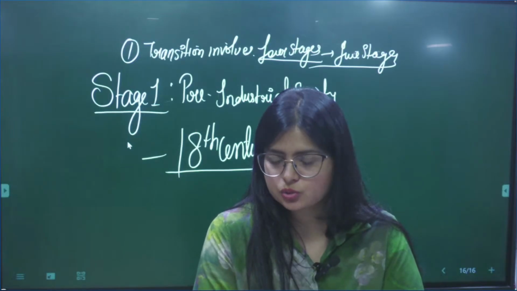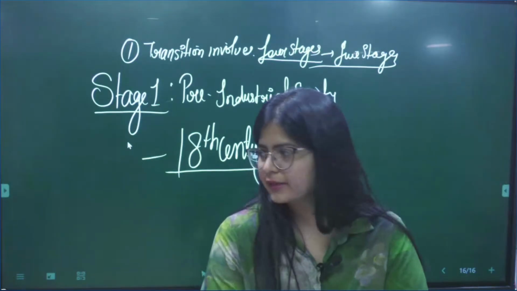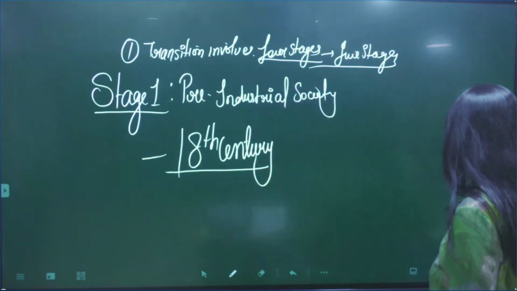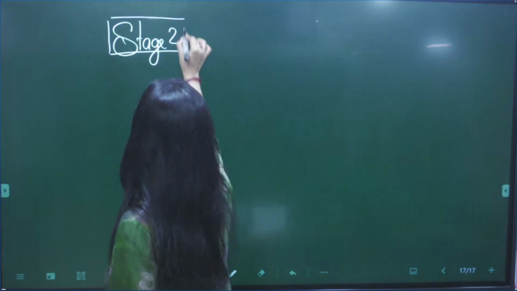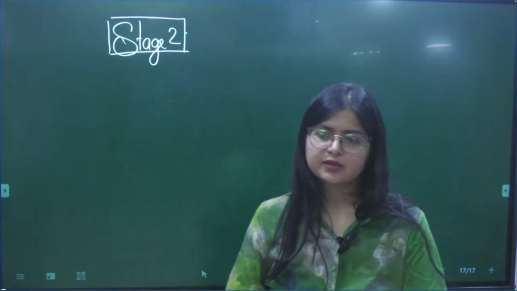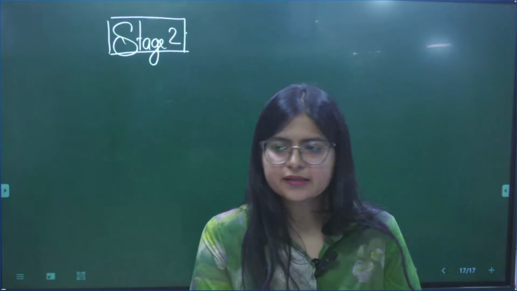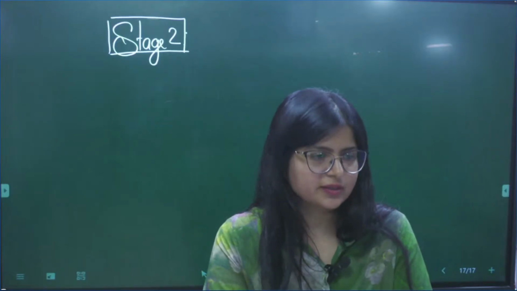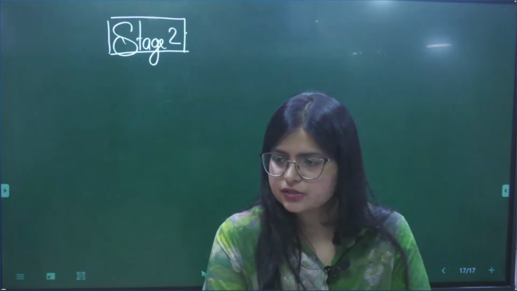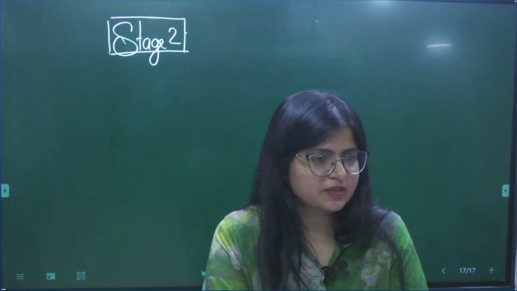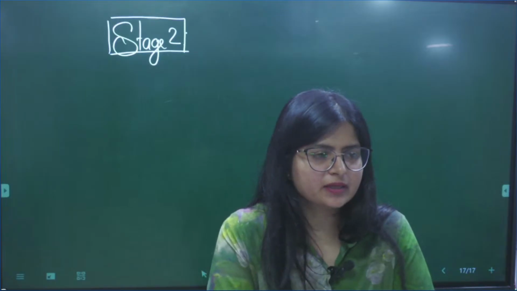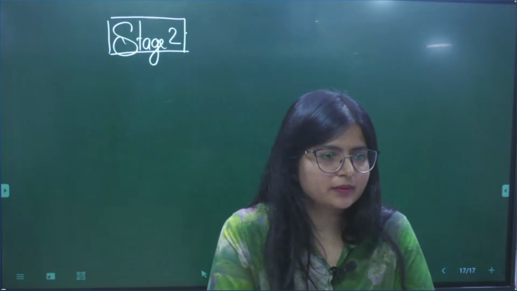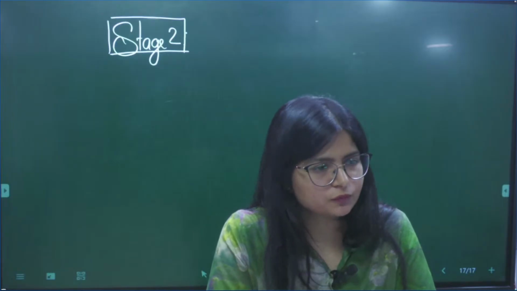Write down stage 2. What is stage 2? Reducing death rates. And how come? By better food production. Famines will not be there, droughts will not be there, and people will have better accessibility to food.